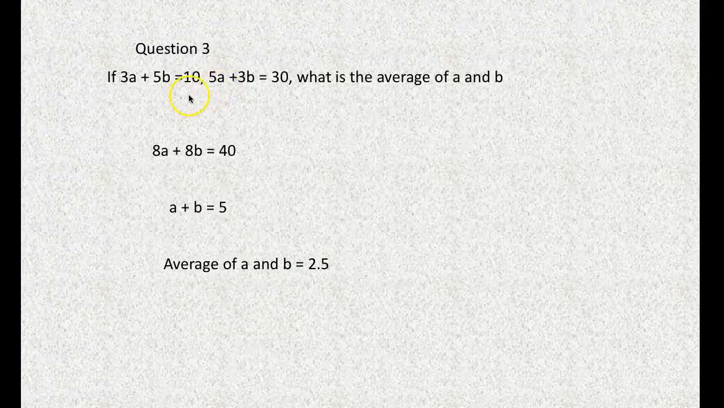Question 3 is another question on algebra. If 3a plus 5b is 10, 5a plus 3b is 30, what is the average of a and b? If we were to add both the equations, we get 8a plus 8b would be 40, so a plus b would be 5. So average of a and b would be a plus b by 2, which is 2.5.